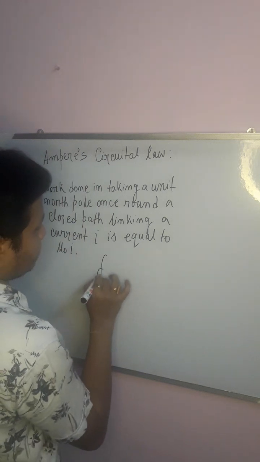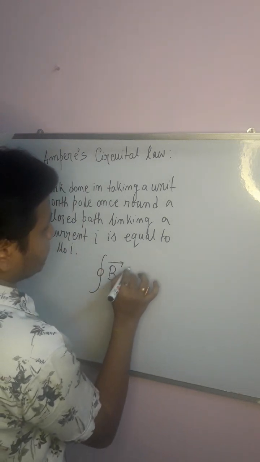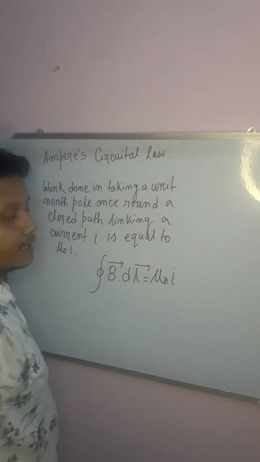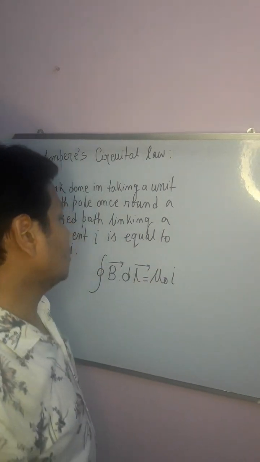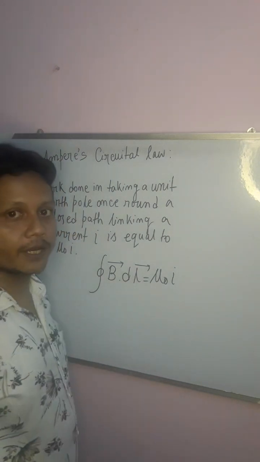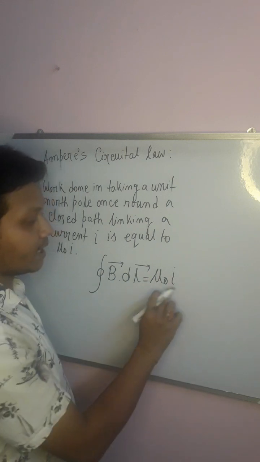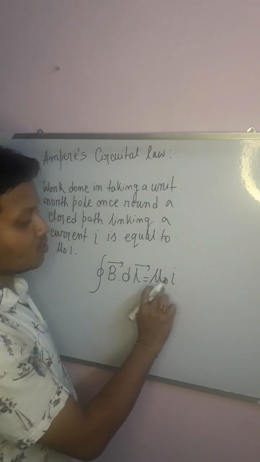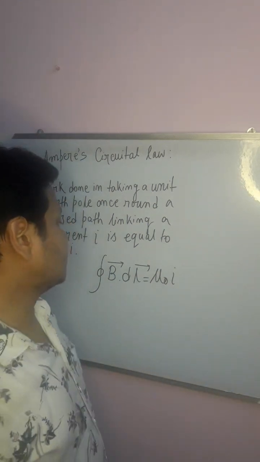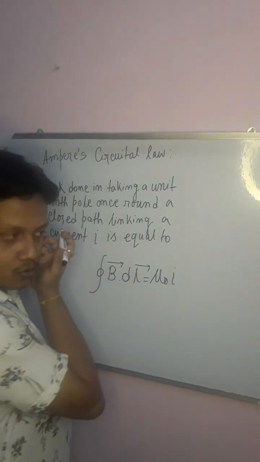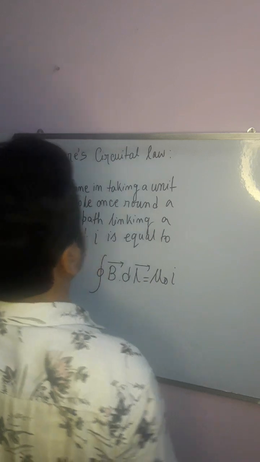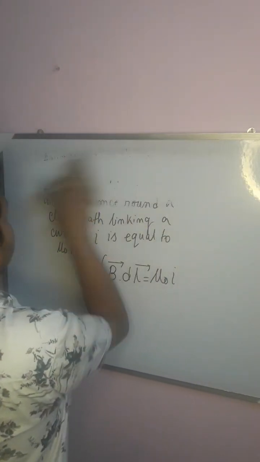Mathematically we can represent it by the line integral of magnetic induction field B. Okay, so this is the mathematical expression of Ampere's circuital law. So the line integral of magnetic induction field once on the closed path, and that path is linked with a current I, is mu naught times the total current enclosed by the path. So this is the mathematical form of Ampere's circuital law. So here we have to know a few things. Okay, so what are the things?